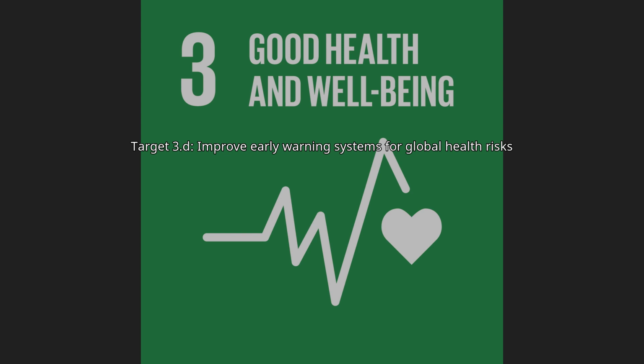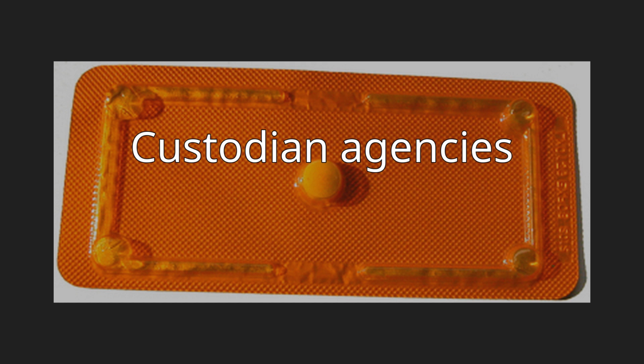Custodian agencies. Custodian agencies are in charge of reporting on the following indicators. Indicators 3.1.1, 3.2.1, 3.2.2, 3.4.1, and 3.1.2: United Nations International Children's Emergency Fund, UNICEF. Indicator 3.3.1: Joint United Nations Program on HIV/AIDS. Indicators 3.3.2, 3.3.3, 3.3.4, and 3.3.5: UNICEF.